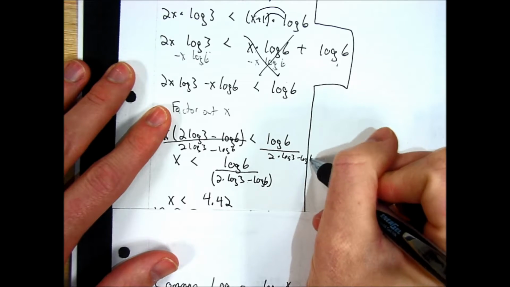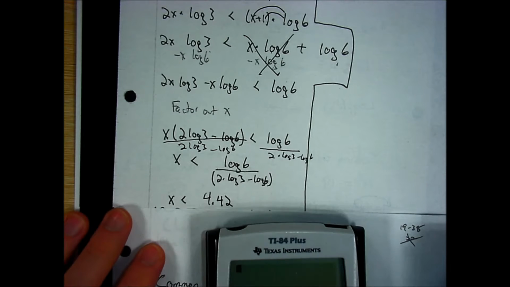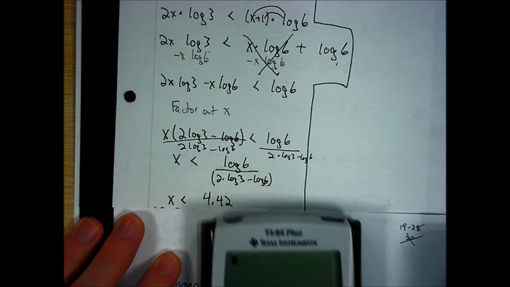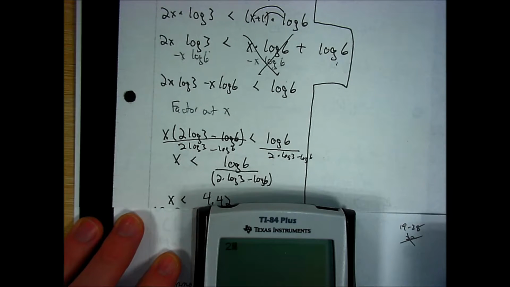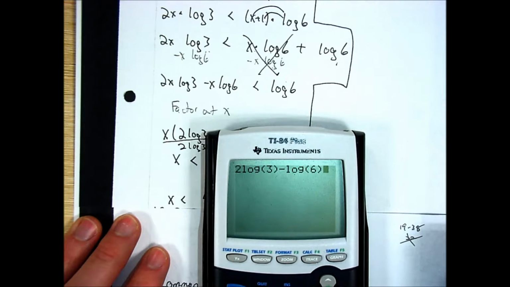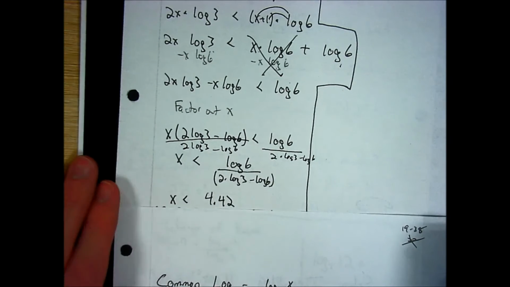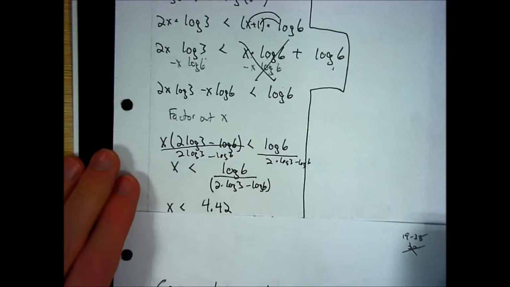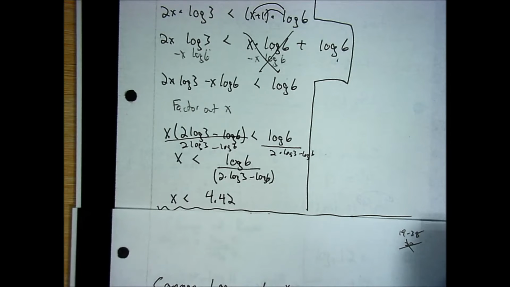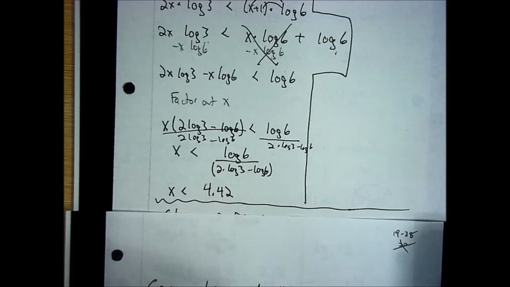Okay. And since we're doing an inequality, we should make sure that that quantity is not negative. Let's see what 2 log of 3 minus log of 6 is. Because if it's negative, we just divide it by a negative number, and we need to flip our sign. It is not negative, so we get to leave our sign the same. So we have log of 6 divided by 2 log 3 minus log 6. Okay? And we should get 4.42.